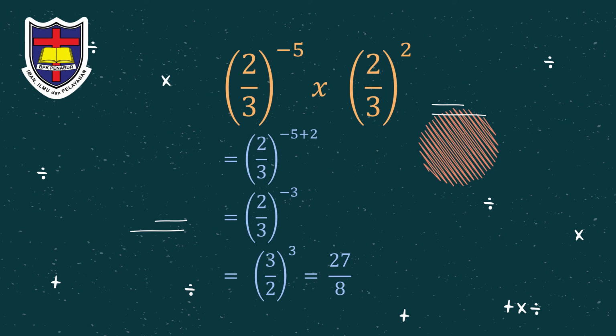When we have negative exponent, we must change it into positive exponent. So we can change its position. So 2 over 3 can be changed into 3 over 2 to the power of, the sign will be changed, so from negative to positive. So we have 3 over 2 to the power of 3. After that, we can write it as 3 to the power of 3 equals 27. Meanwhile, 2 to the power of 3 equals 8. So we have the result of it is 27 over 8.